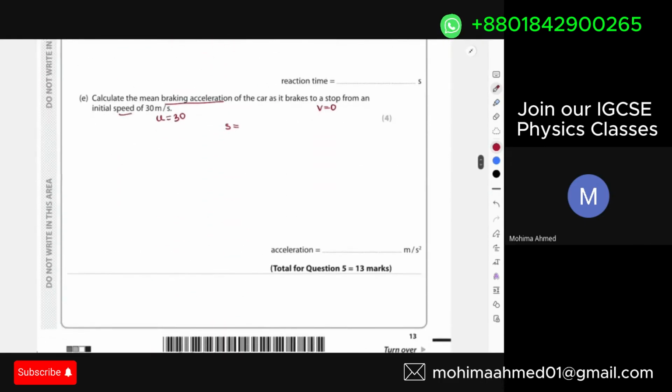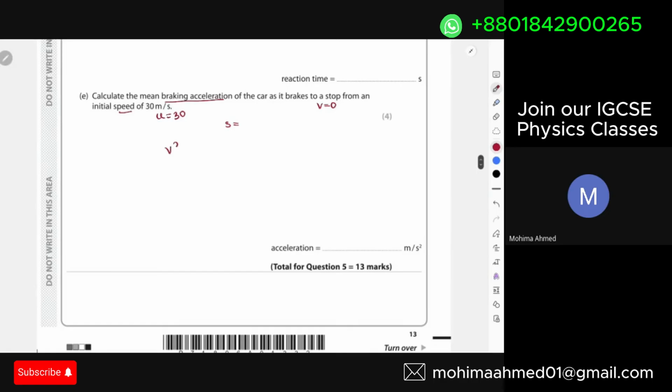So in that case, we can write that v squared equals u squared plus 2as. The value for u is 30 squared. I want to find out the value for a. v is 0 squared, u is 30 squared, 2 times a, which is unknown that I want to find out, and s is 53. From there, you can find out the value for a. How much is this?